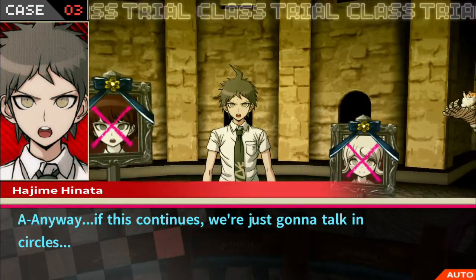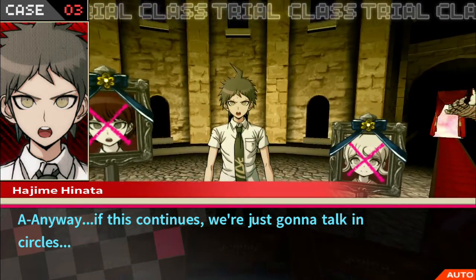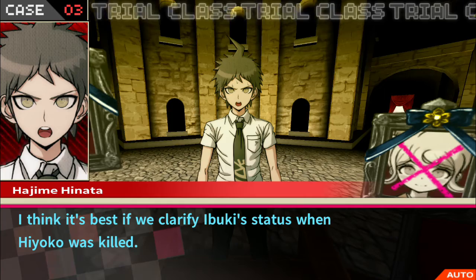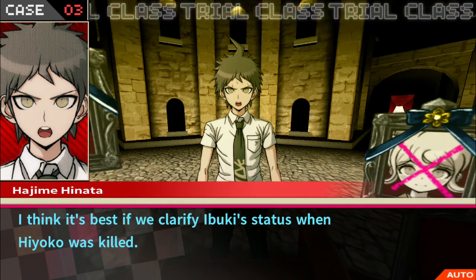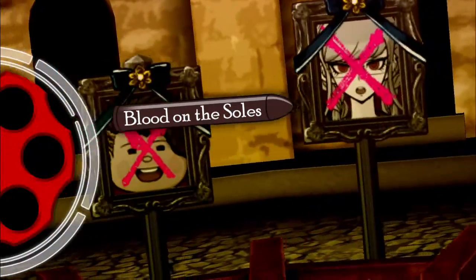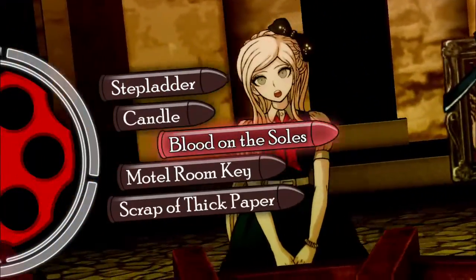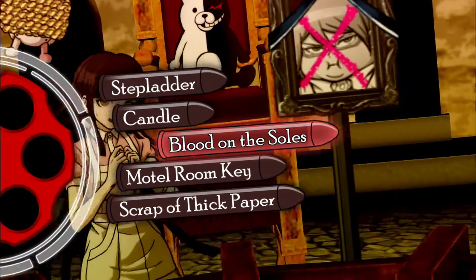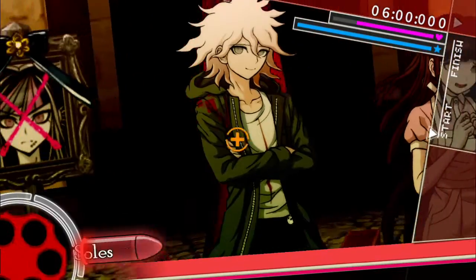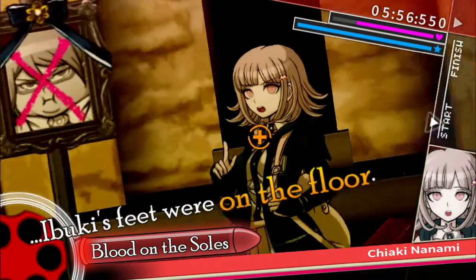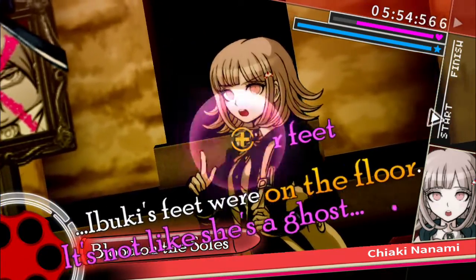Anyway, if this continues, we're just going to talk in circles. I think it's best if we clarify Ibuki's status when Hiyoko was killed. Blood on the soles is the one. So let's see. When Hiyoko died, Ibuki's feet were on the floor.